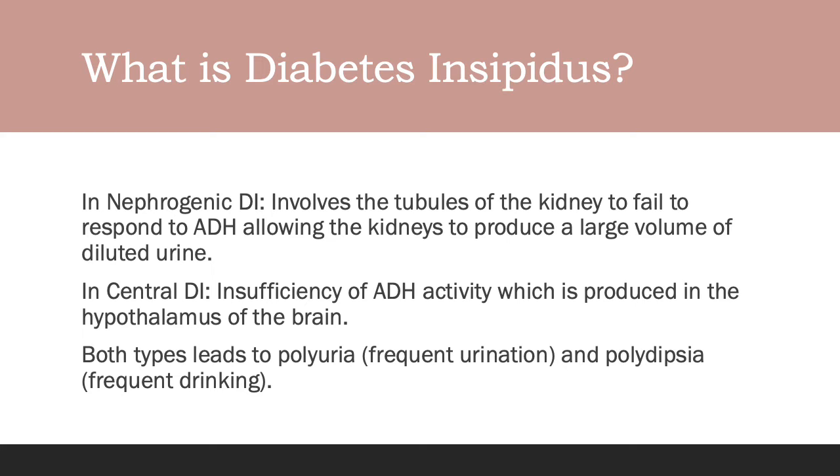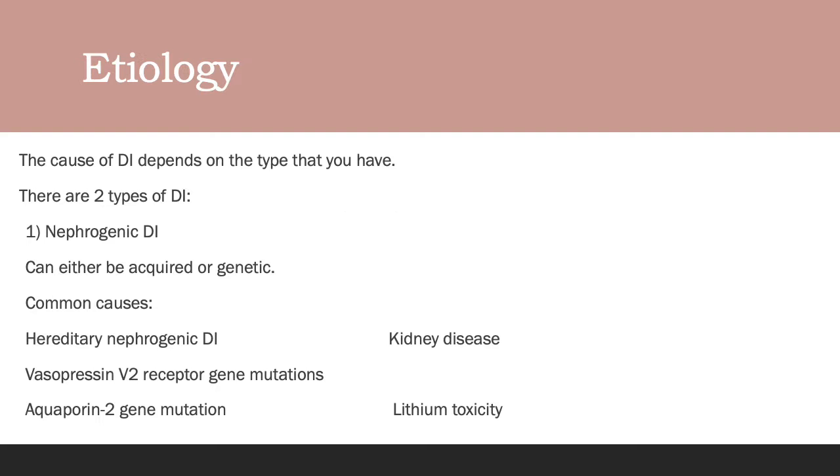So there's two types of diabetes insipidus. There's nephrogenic, which involves the kidneys, and it involves the tubules of the kidneys failing to respond to antidiuretic hormone, allowing the kidneys to produce a large volume of diluted urine. And in central diabetes insipidus, you don't get enough ADH released from the hypothalamus of the posterior pituitary. And this leads to polyuria, which is frequent urination, and polydipsia, which is frequent drinking of water.